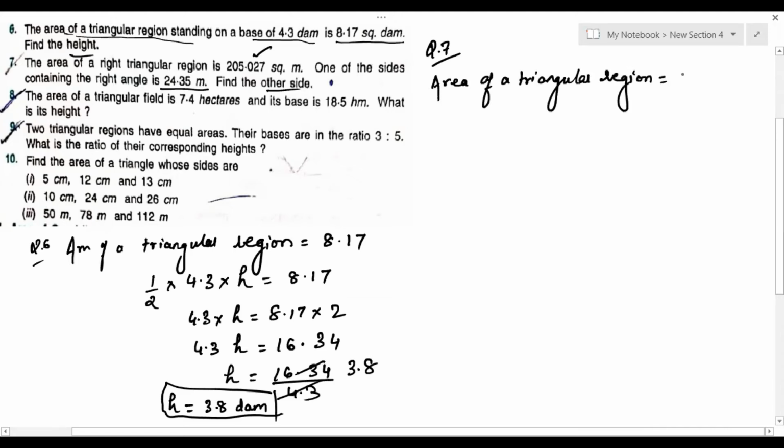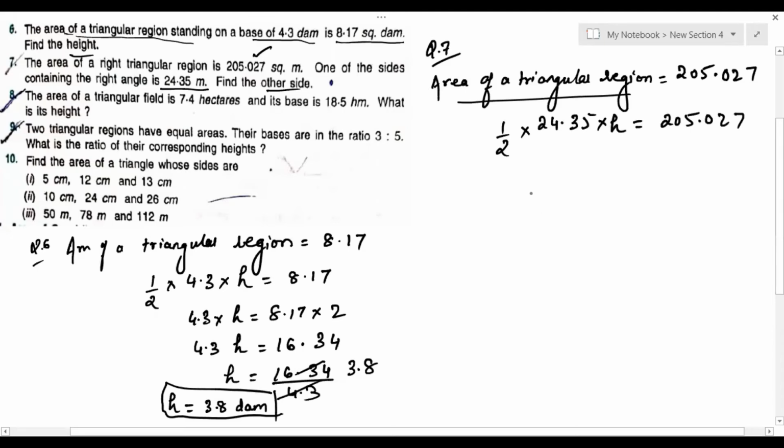That is equals to 205.027 meters square. Area of a triangular region is half into base. Suppose base is given to us, that is 24.35, into height, which is the unknown factor, that is equals to 205.027. Again, divided by 2 will go that side.